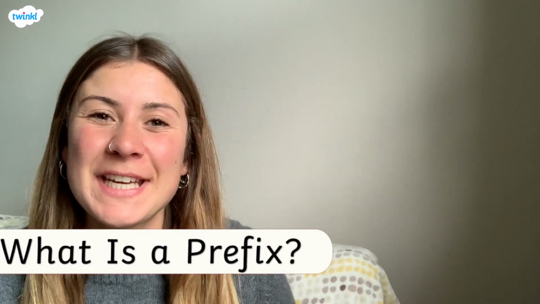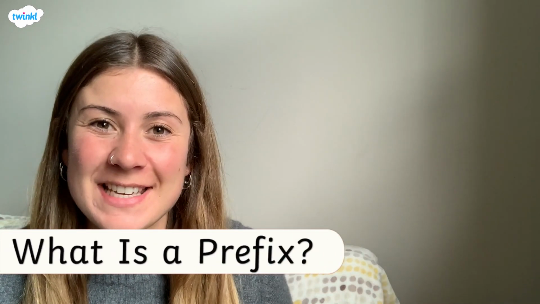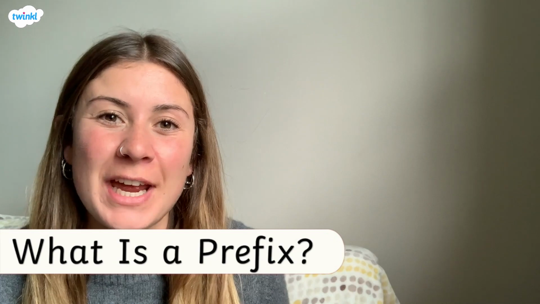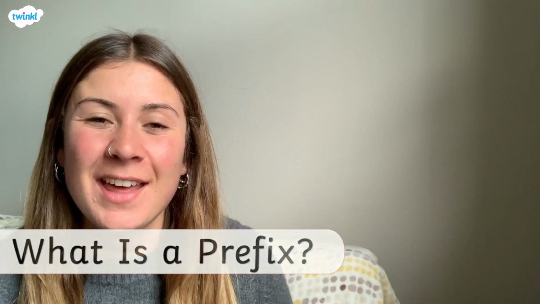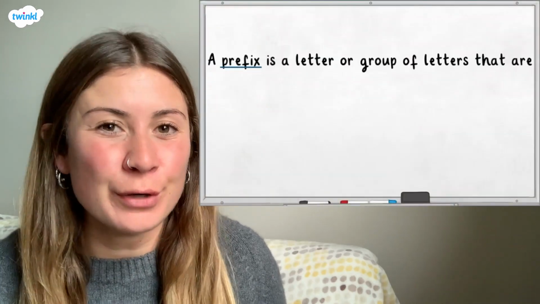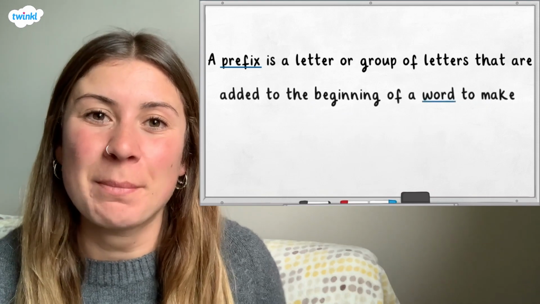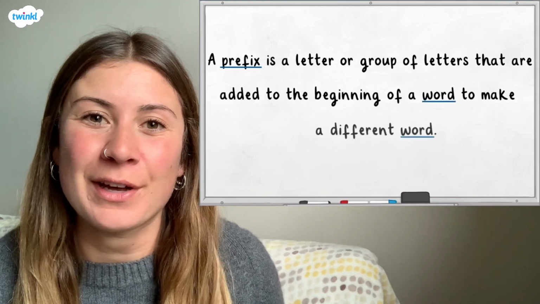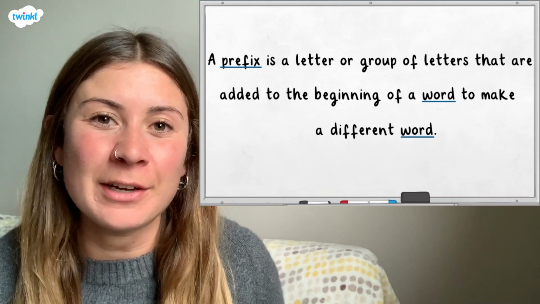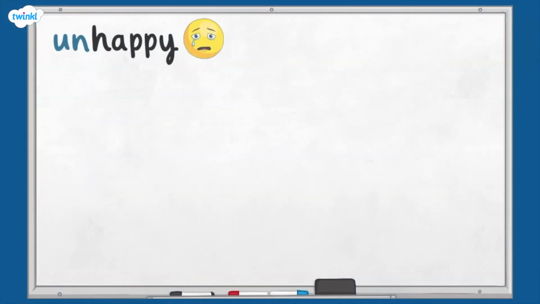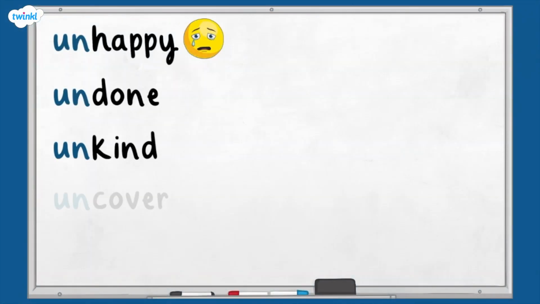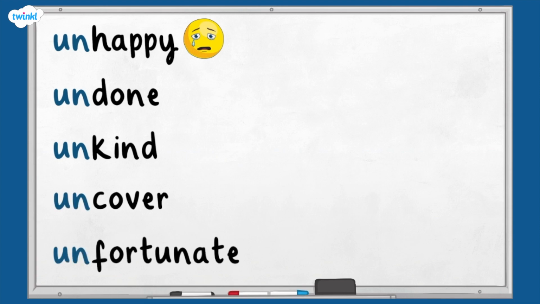Hi, in this video we're going to be looking at prefixes and how they can be used to change the meaning of a root word. A prefix is a letter or a group of letters that are added to the beginning of a word to make a different word. For example, un can be added to happy, done, kind, cover and fortunate to reverse their meanings.